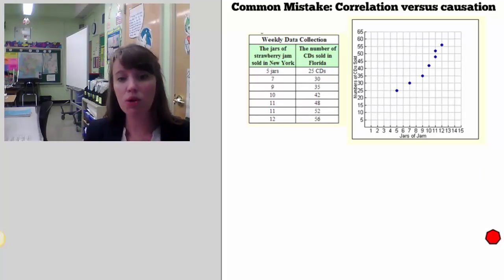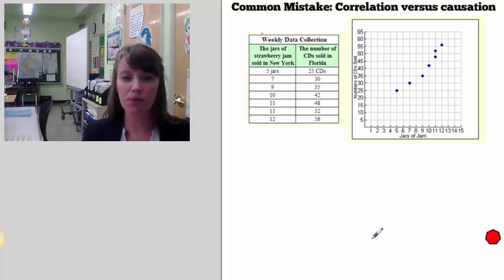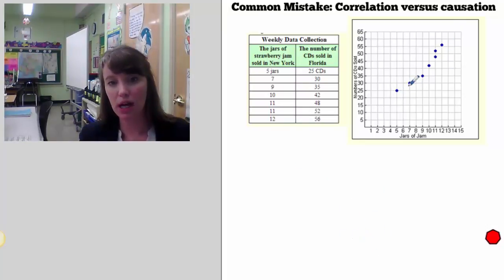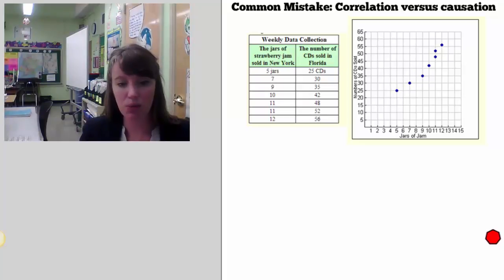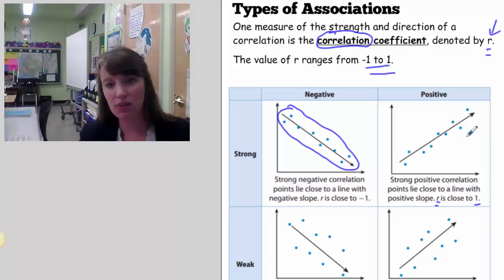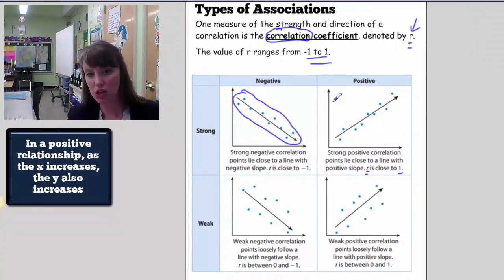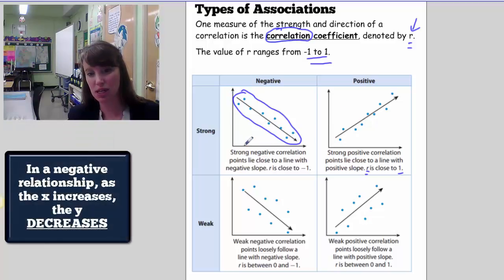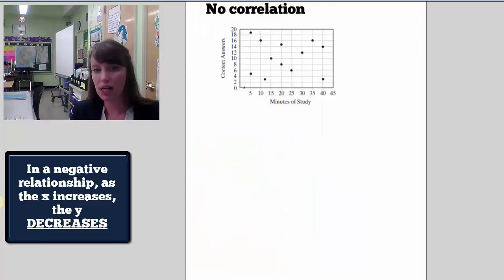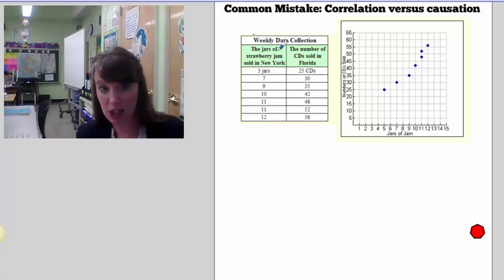One more thing for this lesson today is that oftentimes we feel like these points lie along the line. One thing I forgot to mention earlier is that if it's a positive relationship, as the x increases, the y also increases. And if it's negative, as the x increases, the y decreases. We're going to get into word problems where this is going to make a little bit more sense, because we'll actually have things for our x and y.